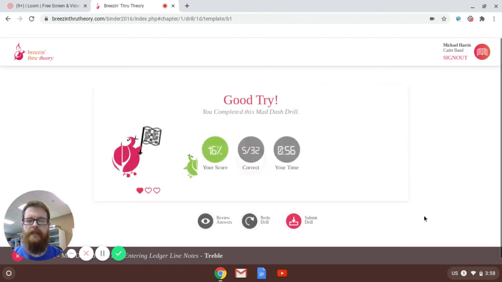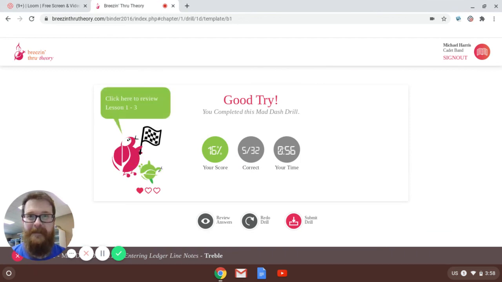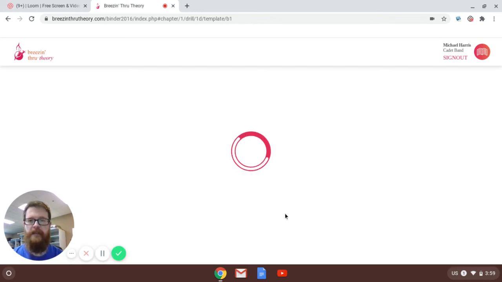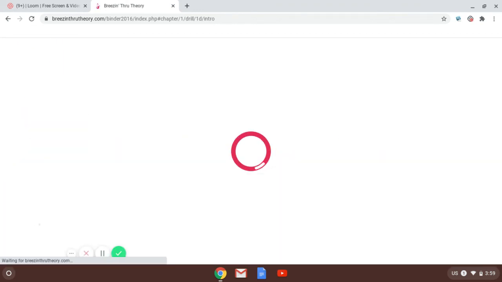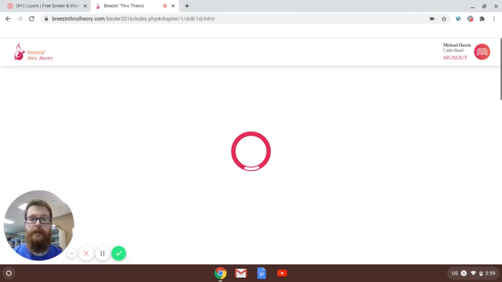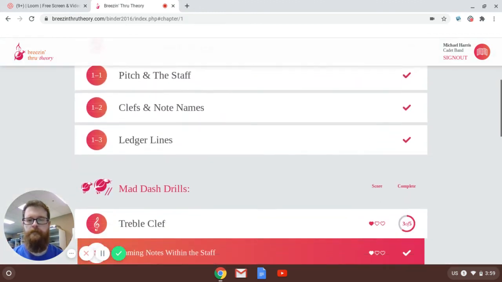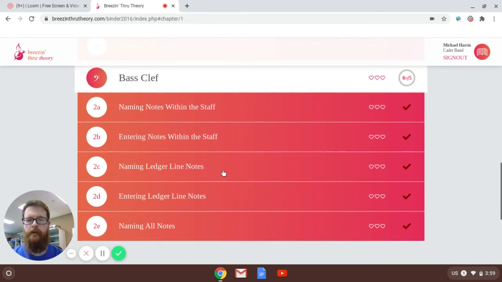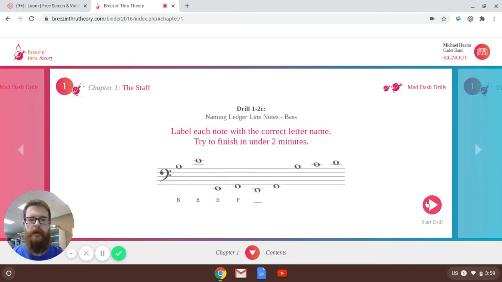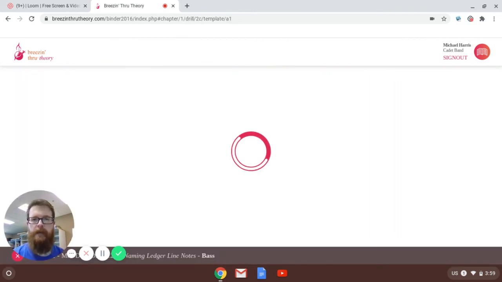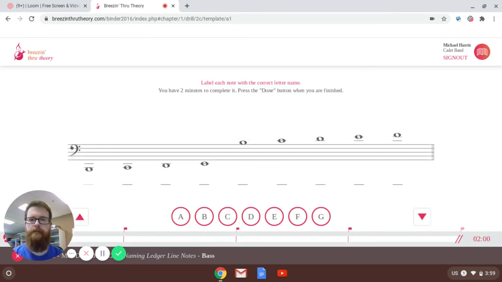Now, the bass clef staff, this is what happens if you don't get all the right answers. The bass clef staff is going to work the exact same way, but there are different note names for the lines and spaces. Let's look at an example for the bass clef staff. Let's name ledger line notes from our bass clef staff. The pattern will still be the same, but we have to start in a different place.